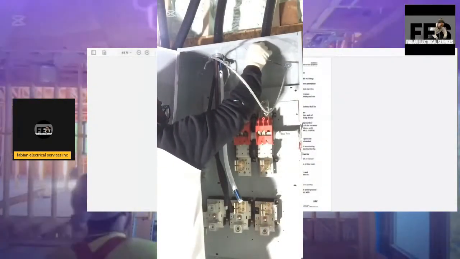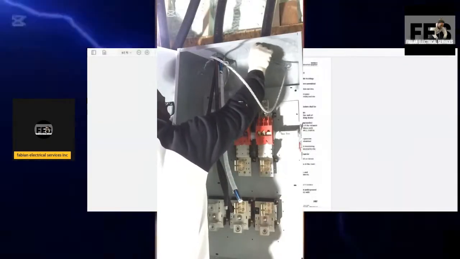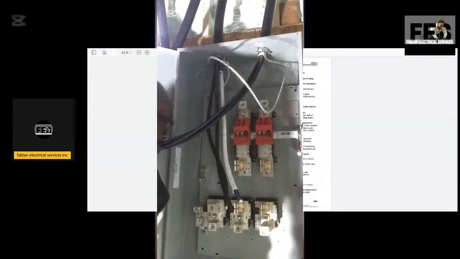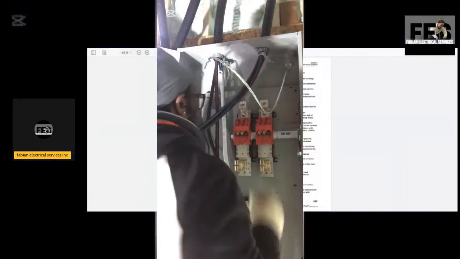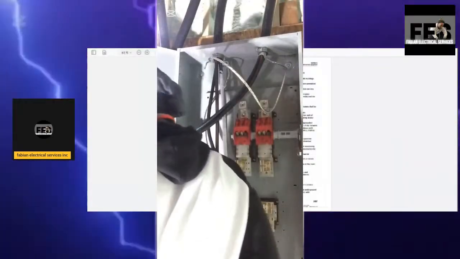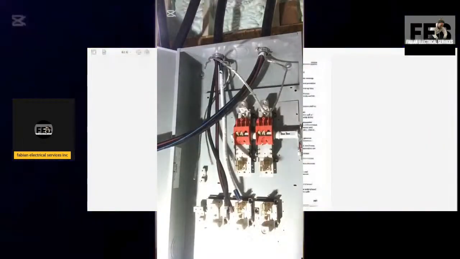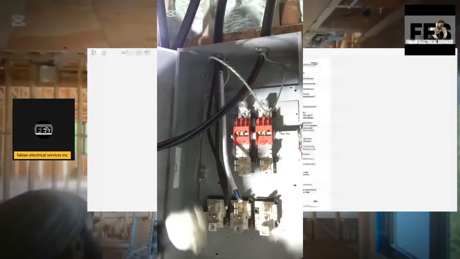It's always best to have your line and loads coming in to be separated. Never have them touching each other. It is a code compliance rule that states that your main feed coming in is not supposed to come in contact with your actual load side going out. So for this reason, you're going to see the installation.